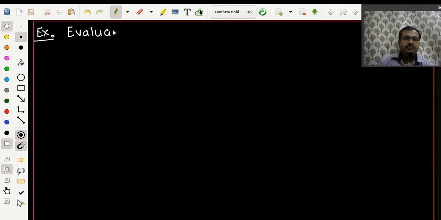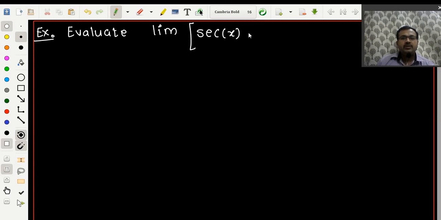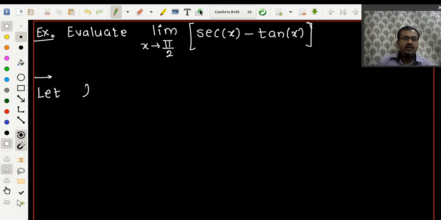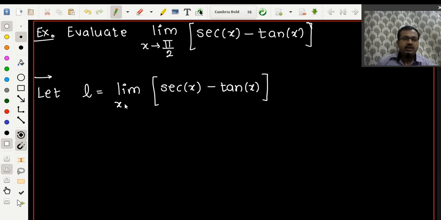Evaluate the limit of the function sec x minus tan x as x tends to pi by 2. So for solving this problem, let L be the required limit, the limit of sec x minus tan x as x tends to pi by 2.